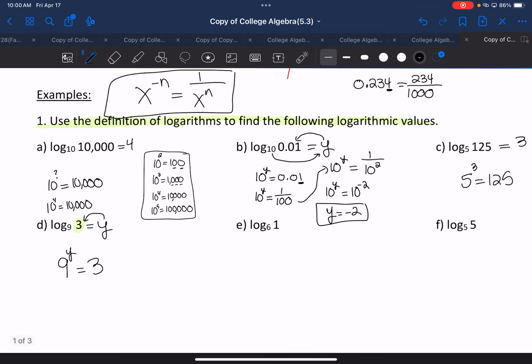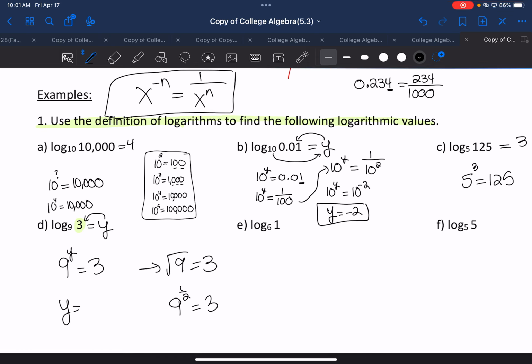Okay, so let me just skip to kind of what I'm trying to say. The square root of 9 is equal to 3, right? And do we remember what exponent the square root is? 2. Close. That's the root of it. But as an exponent, how would I rewrite this? 1/2. So y would be equal to 1/2. So this rule is very important. You'll be seeing this a lot.